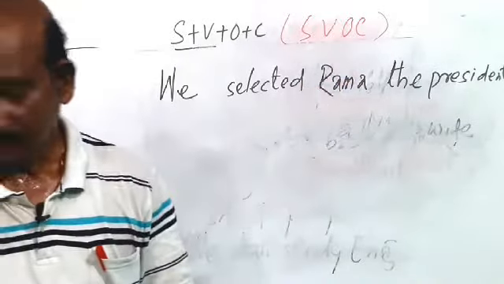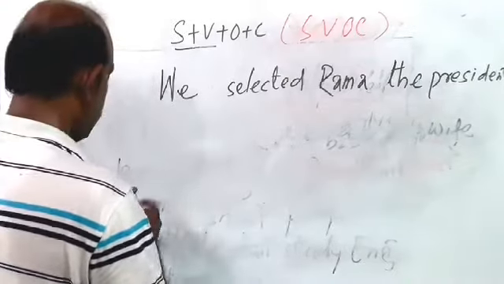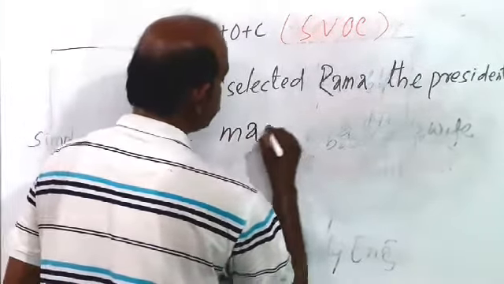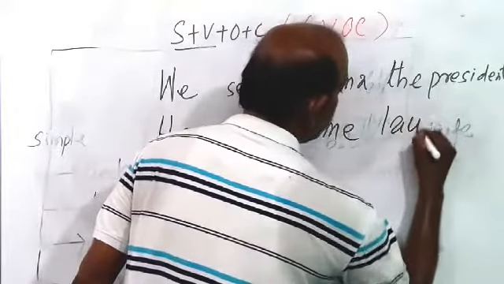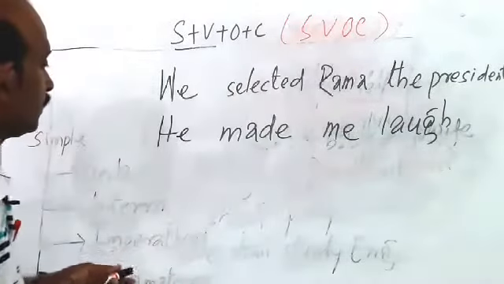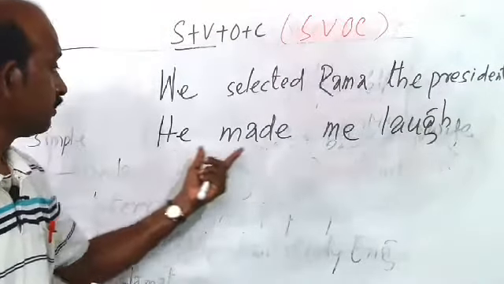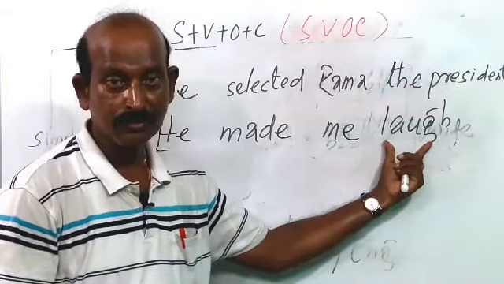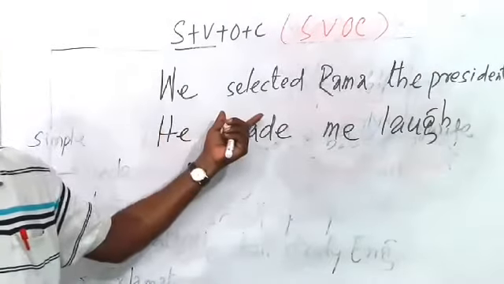And he made me laugh. In this sentence also, follow, he is subject, made is verb, me is object, laugh is complement. So this is the fifth pattern.